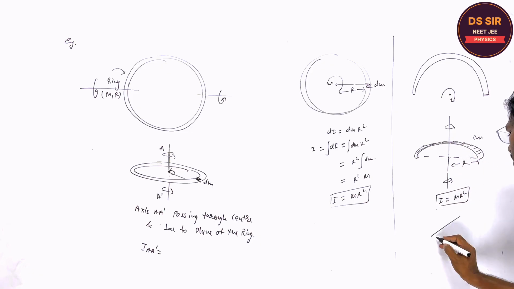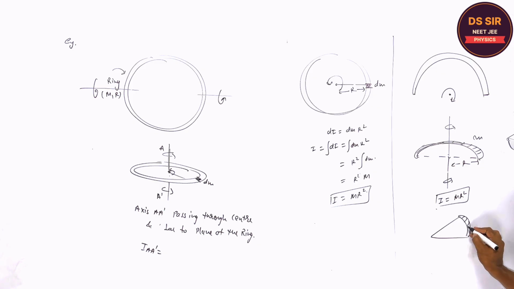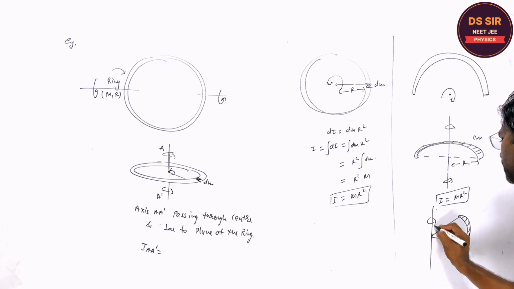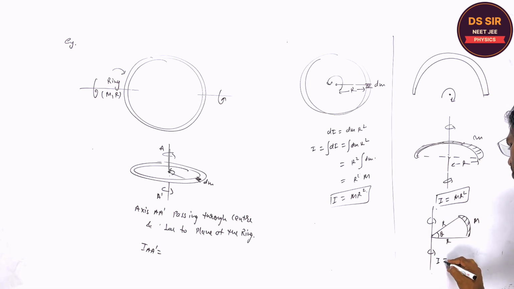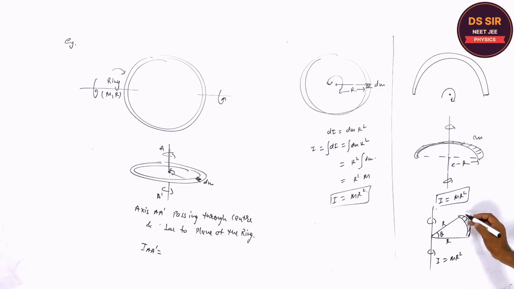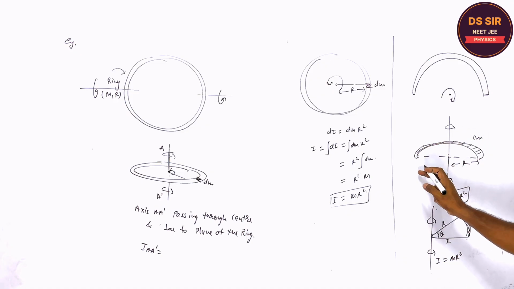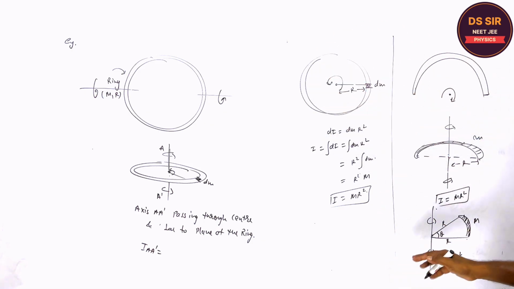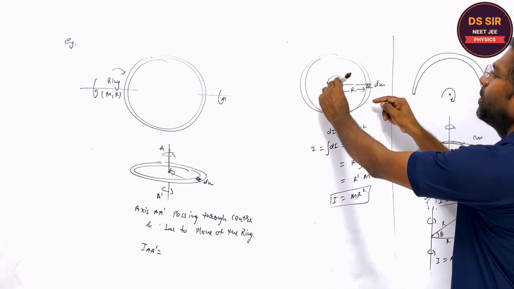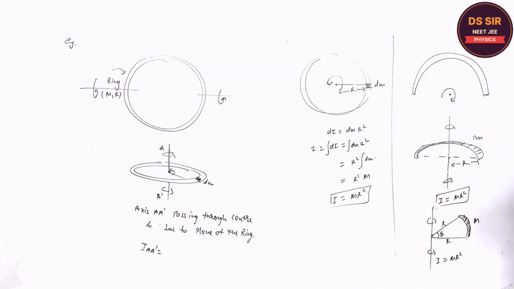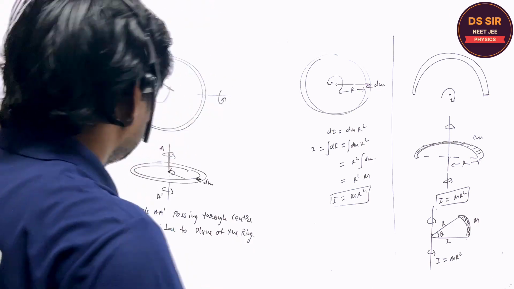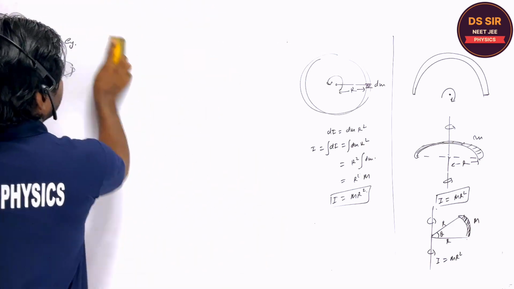Even if you take a circular arc, with this axis of rotation, radius r, angle theta and mass m, the moment of inertia about this axis is mr square. Why? Because all the mass is present at distance r from the axis of rotation. So whether it is a circular arc, a semicircular arc, or a complete ring, all the mass is present at distance r from the axis of rotation. Therefore the moment of inertia is mr square.